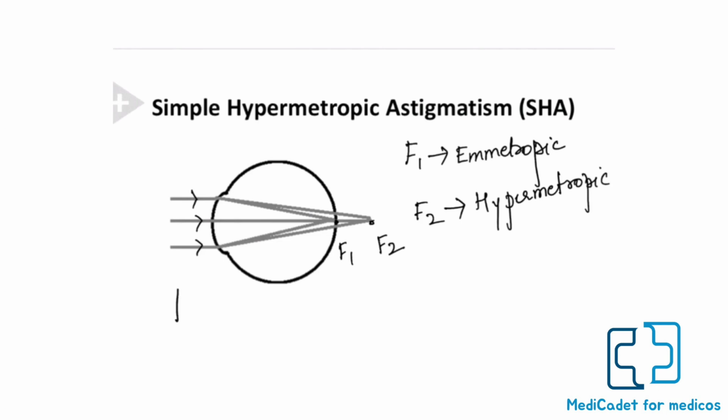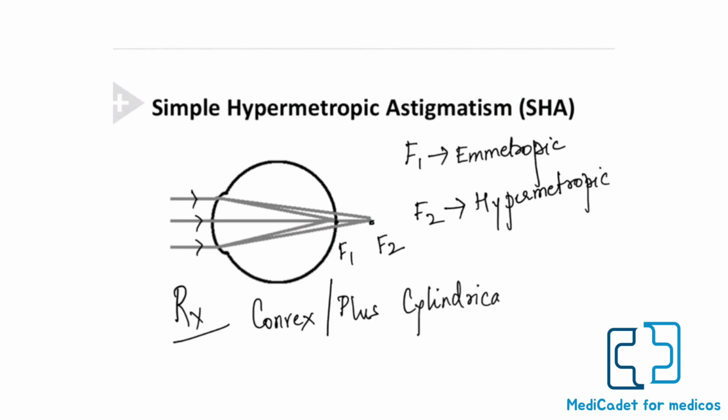So here also the same concept holds true. Here also I do not need to correct the axis F1. I need to correct the axis F2 only. So once again, if I need to correct only one axis, I will use a cylindrical lens. Now because this defective axis is hypermetropic, I will use a plus cylinder. So the treatment of SHA is a convex, that is a plus cylindrical lens. This is used for the treatment of SHA, that is simple hypermetropic astigmatism.